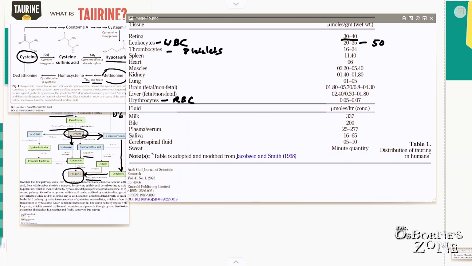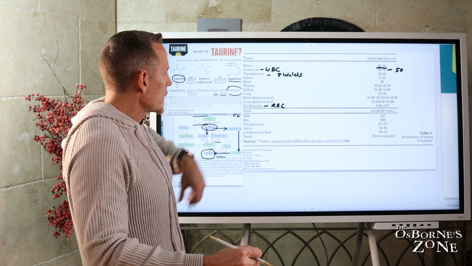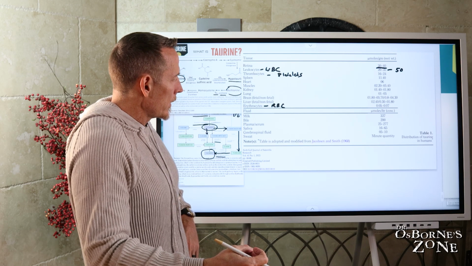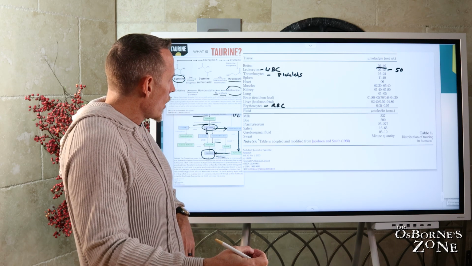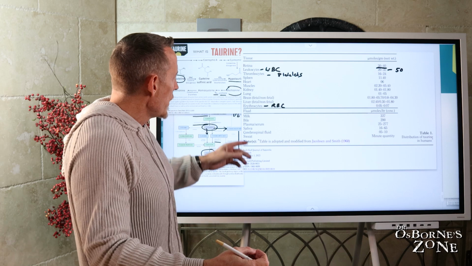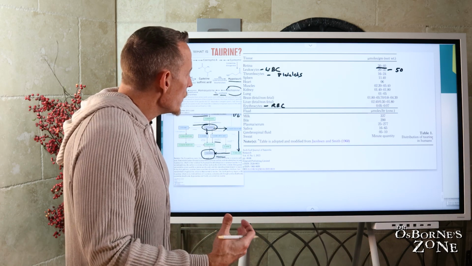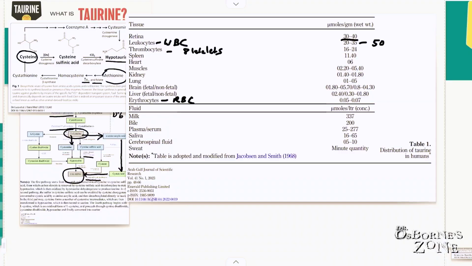So now when we're talking about the fluids of the body, breast milk has a high concentration. That's because the developing babies require large amounts of taurine for brain development. We see a lot of it in bile. As a matter of fact, taurine is responsible for producing bile. That's why there's so much taurine in bile. We see some in the plasma and serum. We see smaller amounts in the saliva and cerebrospinal fluid, and then minute amounts in the sweat directly. So that's where we find taurine in the body.